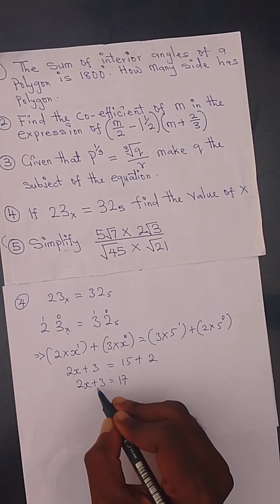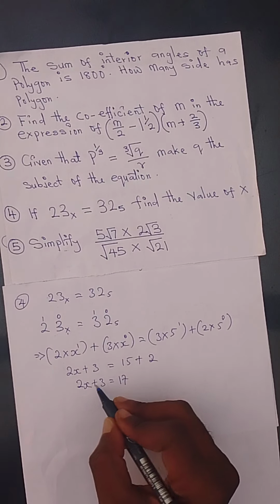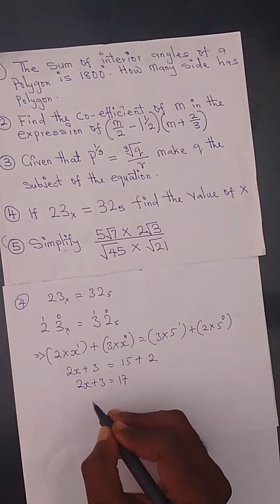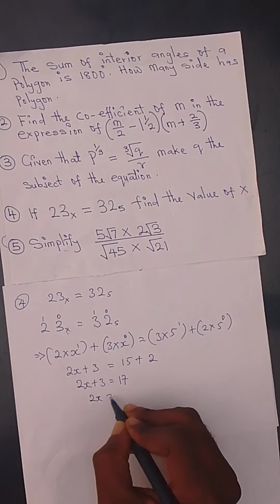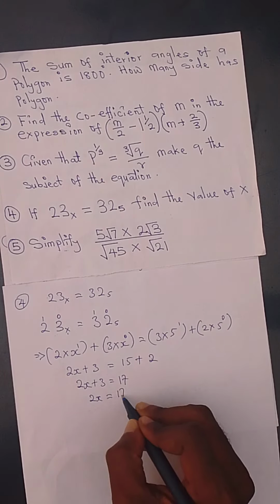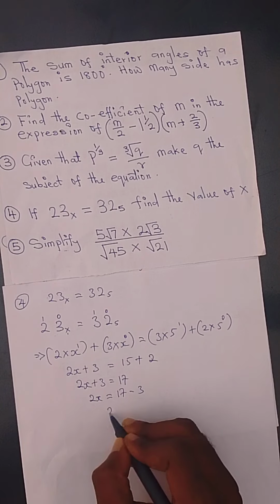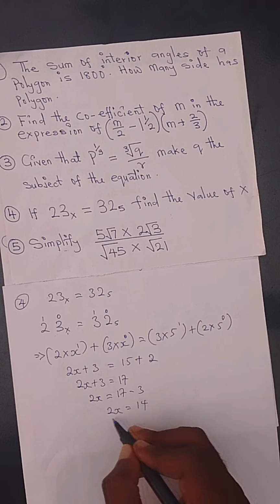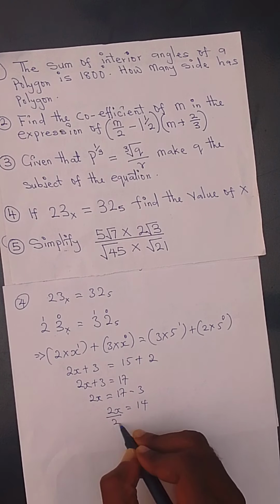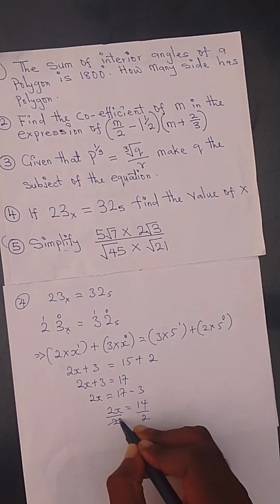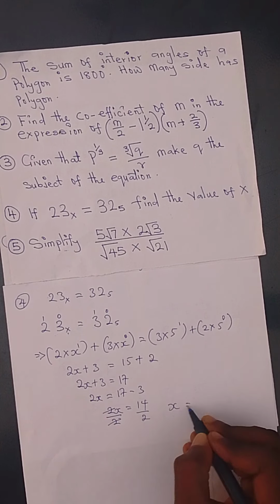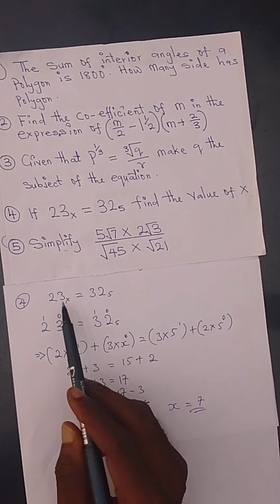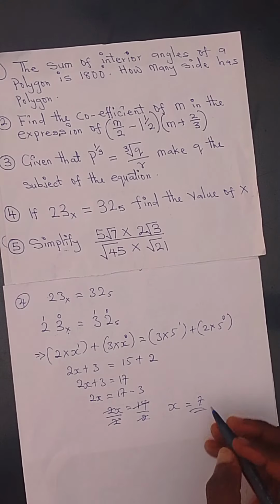So we are going to subtract 3 from both sides, or you say carry this plus 3 and cross over to this side to become minus 3. So we are going to have 2x is equal to 17 minus 3. 17 minus 3 is 14. Divide both sides by 2. 2 cancels itself. So x is equal to 2 goes into 14, that is 7 times. So the value of this x is 7.